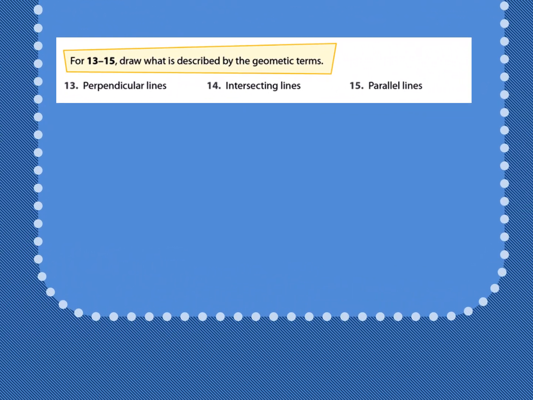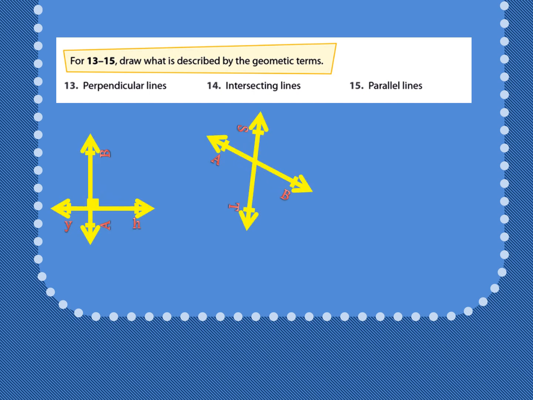To draw perpendicular lines, intersecting lines, parallel lines. As I said to you, perpendicular like plus, intersecting like multiply, parallel lines like equal. So let's draw the perpendicular, then the intersecting, then the parallel lines, and that's our lesson today.